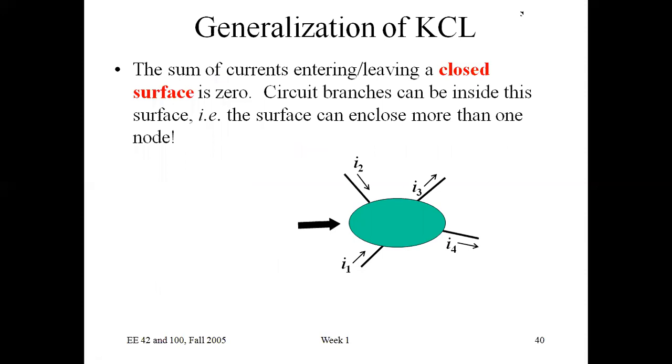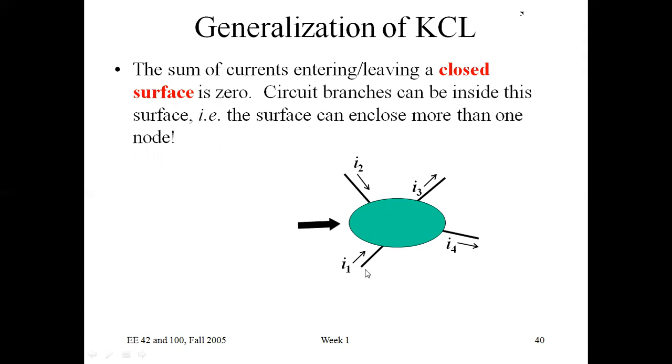So the sum of the currents entering or leaving a closed surface is 0. Circuit branches can be inside this surface. That is, the surface can enclose more than one node. Here it is the surface. At this surface, several different branches are coming out and leaving the junction and entering this surface. So the circuit branches can be inside, and some branches can be inside this surface. But this surface can enclose more than one node.